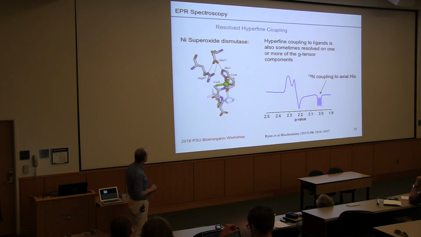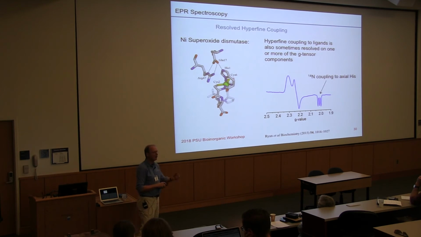And so you can use this, for example, to identify the nature of ligands around metal centers, right? So if we knew nothing about the structure here and took this spectrum, we would immediately know that the nickel is being bound by a nitrogen, and we could then guess that it probably is a histidine, right?